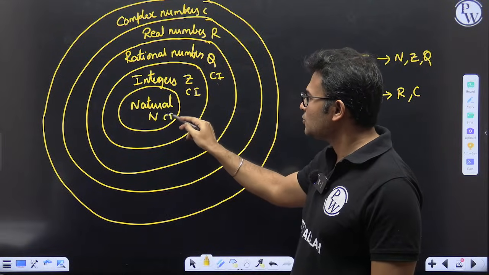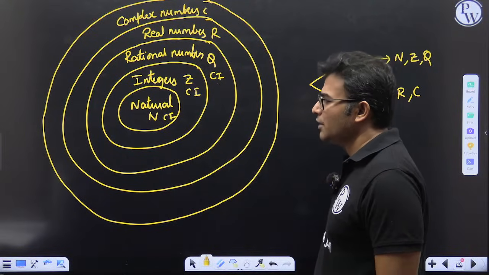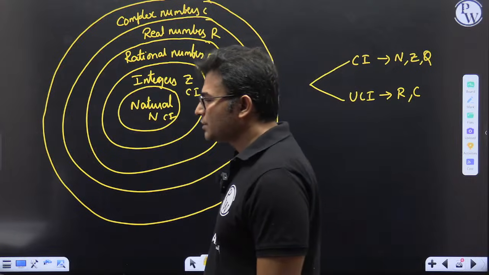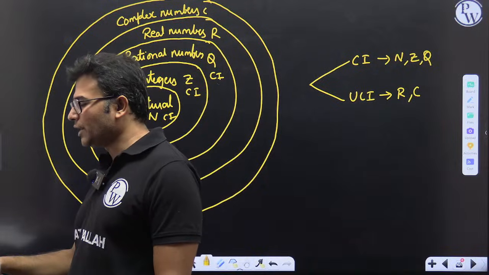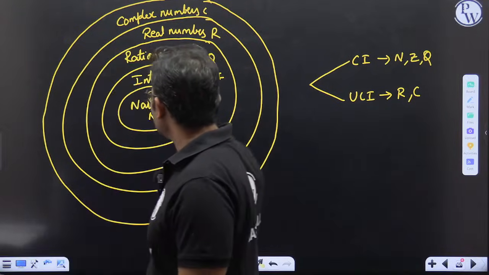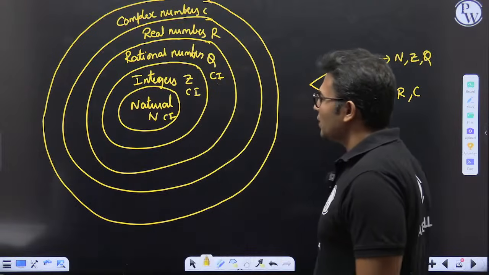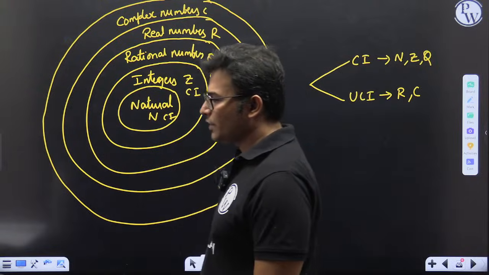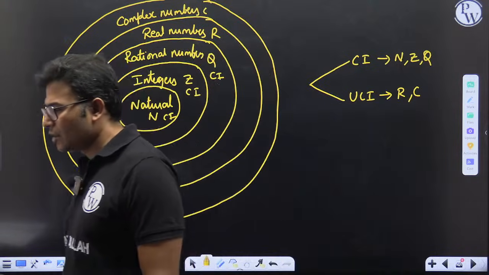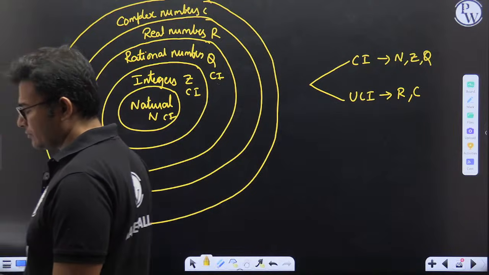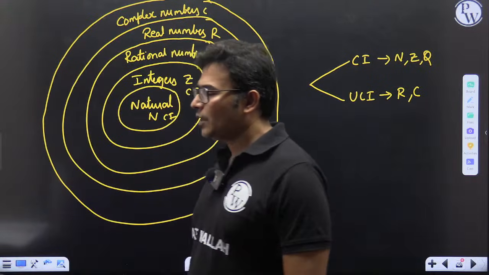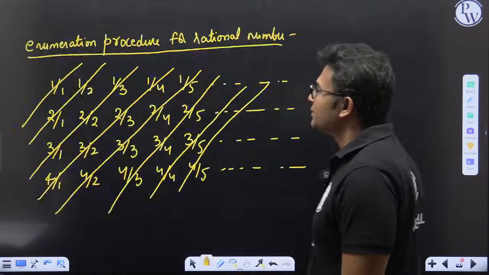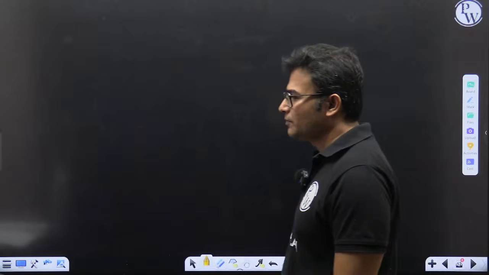This set is also countably infinite, right? So how can we prove this? Because A is a subset of B. Because one set is a subset of the other set, we can prove this. Let's see the theory for that, okay?